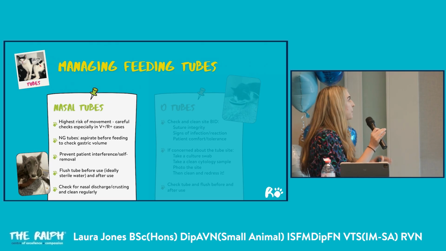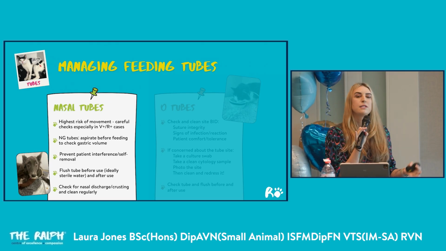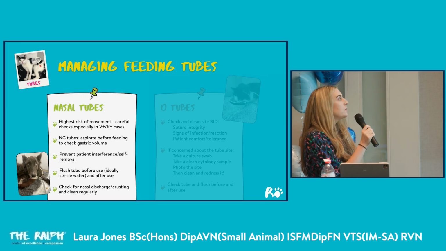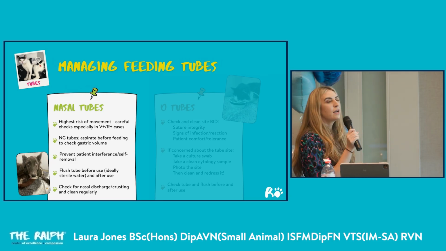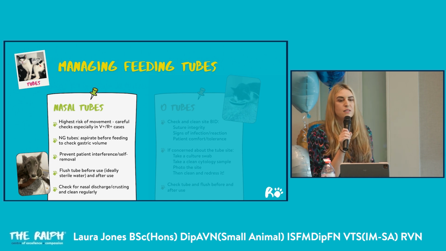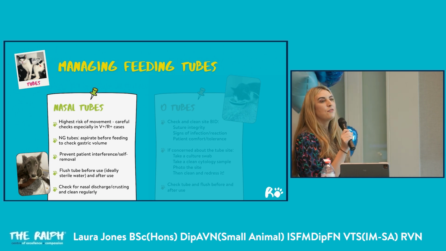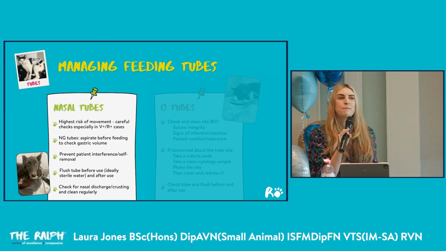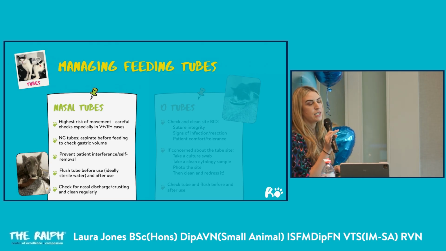So we've placed our tube, either a nasal tube or an O-tube, depending on our patient, and now we need to think about managing it. So nasal tubes, as we've mentioned, have the highest risk of movement or dislodgement. This means we need to be checking these really carefully before use, making sure we're happy with their position, especially in patients that have vomiting or regurgitation.